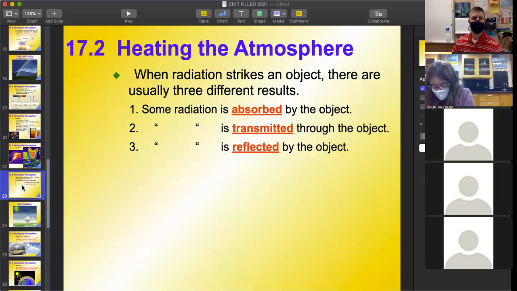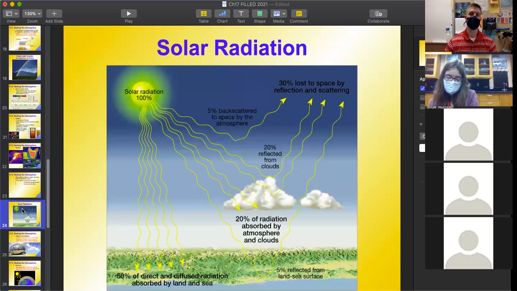All right. Whenever radiation hits something, three things happen. Part of it's absorbed or taken in by the object, part of it's transmitted, so it goes through it, and part of it is reflected, so it bounces off. So the example of clouds: when sunlight hits clouds, some of it's absorbed by the clouds themselves, which heats up the clouds. Some of it's transmitted, so some of it goes through the clouds, which I can vouch for because one of the worst sunburns of my life was on a cloudy day.